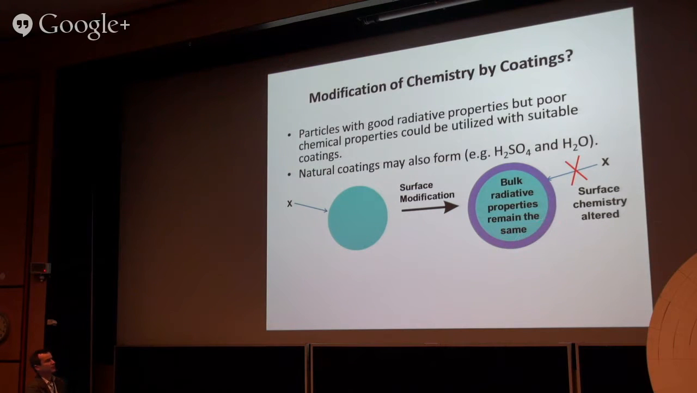If the coating is not too big, and back of the envelope calculations suggest it might not be too big, then the bulk radiative properties probably remain the same, but you've got a layer of something else on it, sulfate, if it's the natural. And so then you're going to have a blocking of this, or at least you end up with a chemistry much like sulfate. So we really need to know how much this happens.